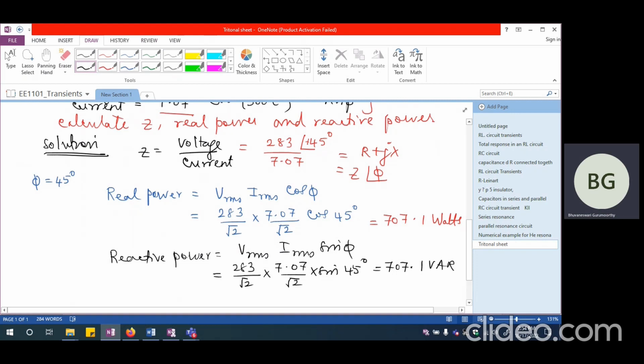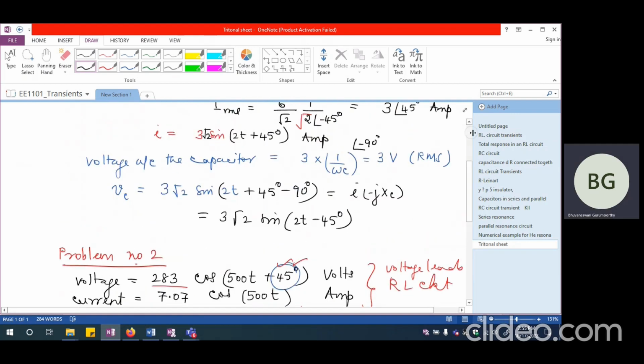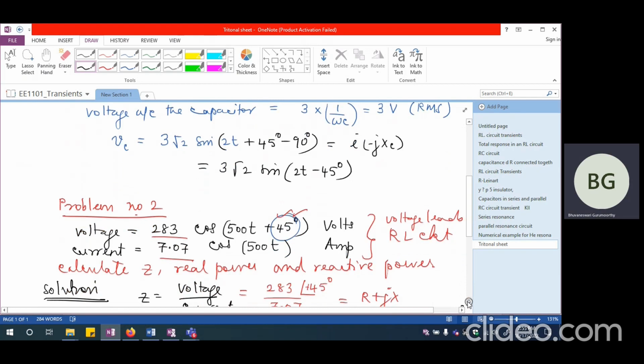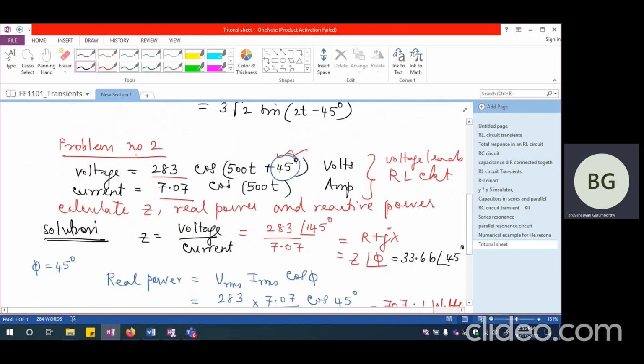And the impedance, when I calculate, comes out to be 33.66 angle 45 degrees. This happens to be the impedance. Okay. Any questions on this? This is a pretty straightforward problem because the phase angle is already given and voltage and currents are already given. So you should be able to calculate the power directly, real power as well as reactive power.